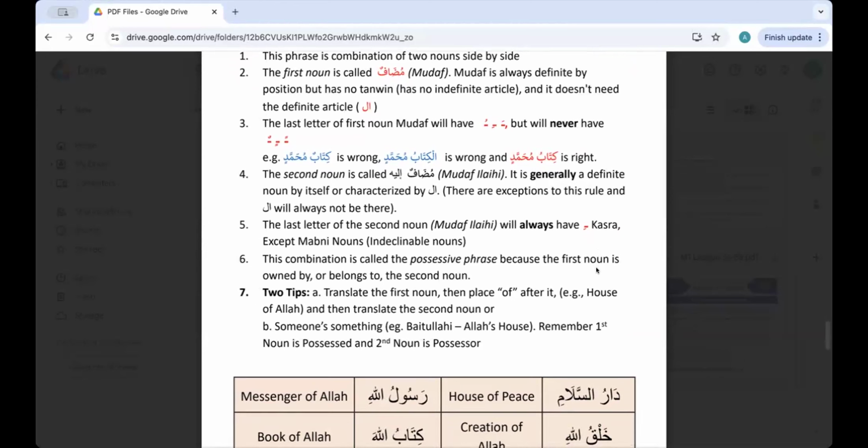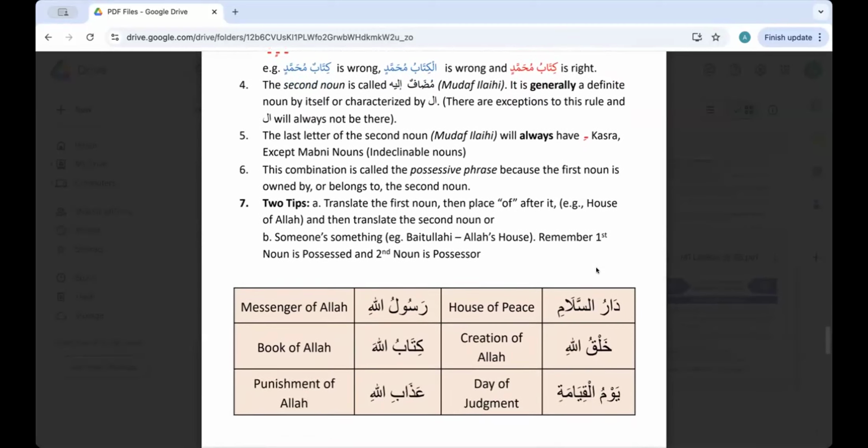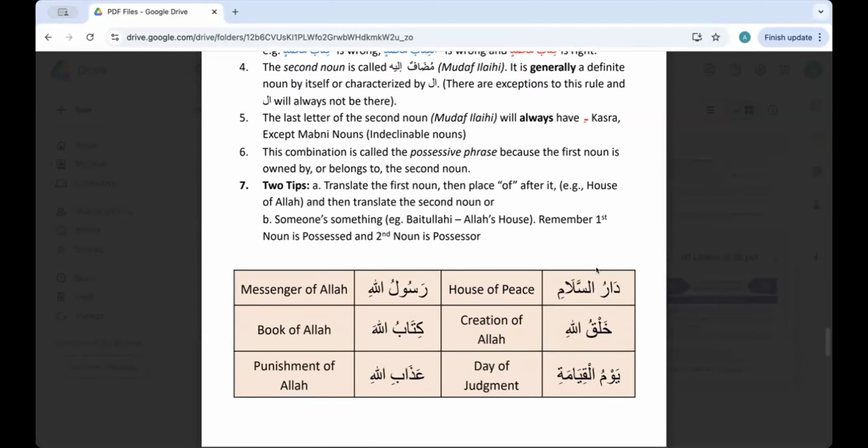If we want to understand what is mudaf and what is mudaf ilayhi, we can place "of" after the first noun and then translate it. I think basically that's it. Yes, okay, mashallah. We'll move on to the next page before. Can I add one thing? Yes. So I think just to clarify for my own sake and others.